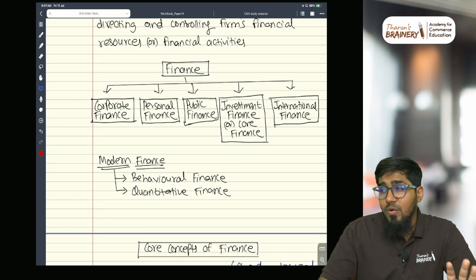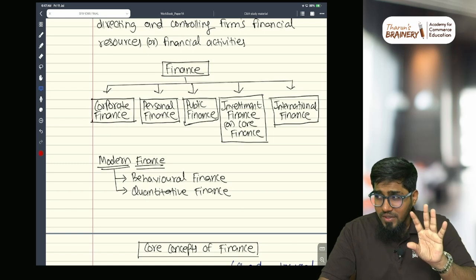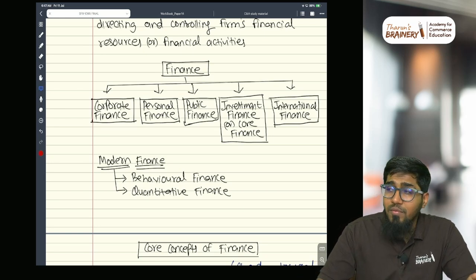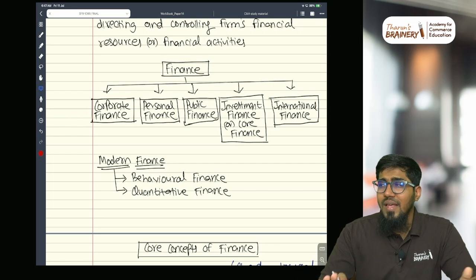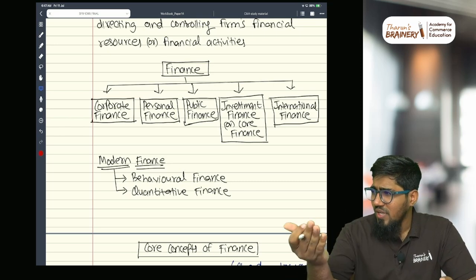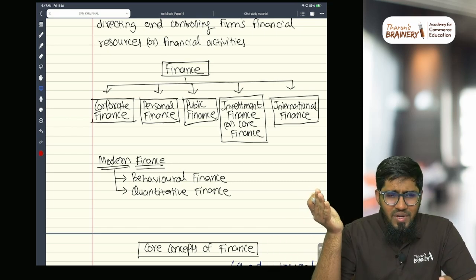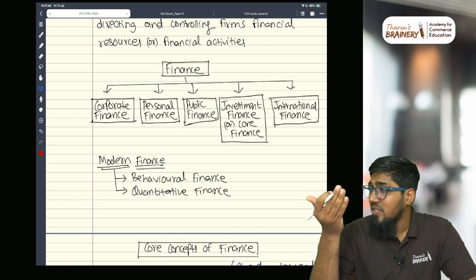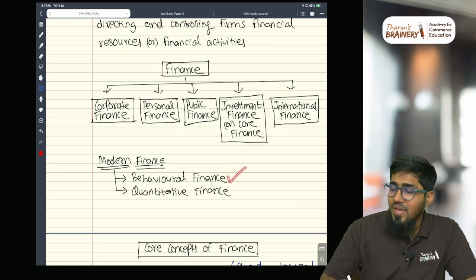For example, in the COVID time, the investment patterns will be different. In war time the investment pattern will be different. In any other situation, the investment pattern will be different. It will be different country by country, caste by caste, state by state, culture by culture. So all these things come under behavioral finance.